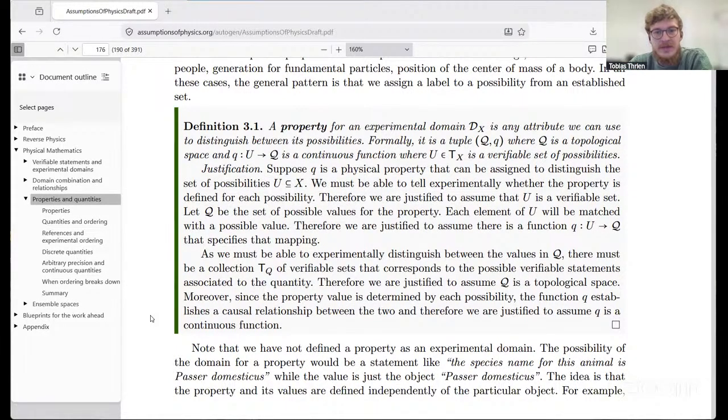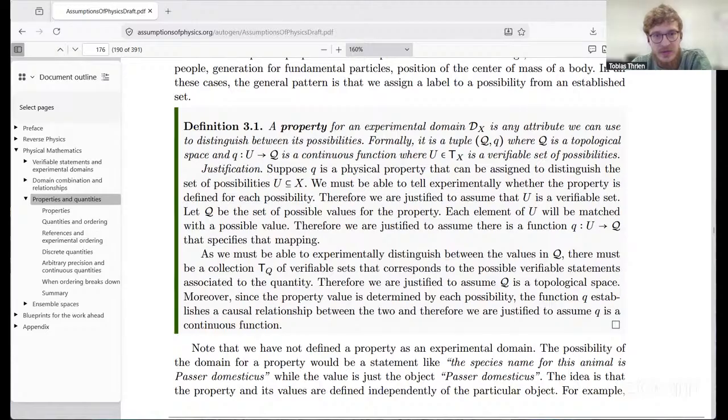A property for an experimental domain dx is any attribute we can use to distinguish between its possibilities. Formally, it is a tuple, QP, where Q is a topological space and lowercase q from U into that Q is a continuous function, where U is an element of Tx. It's a verifiable set of possibilities.